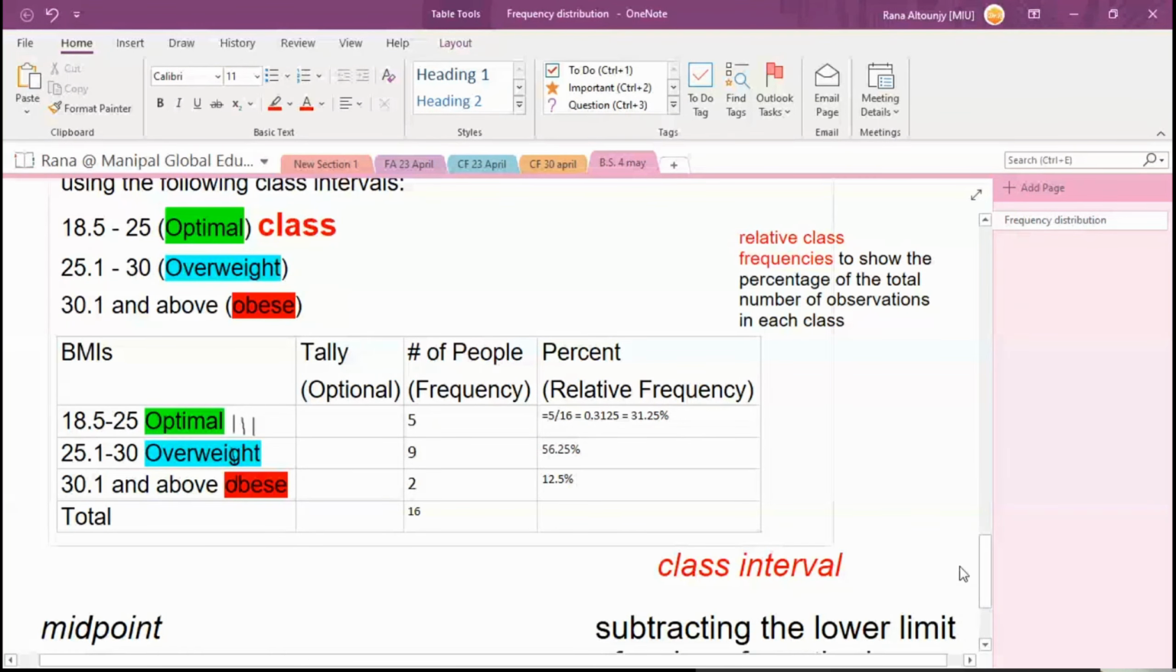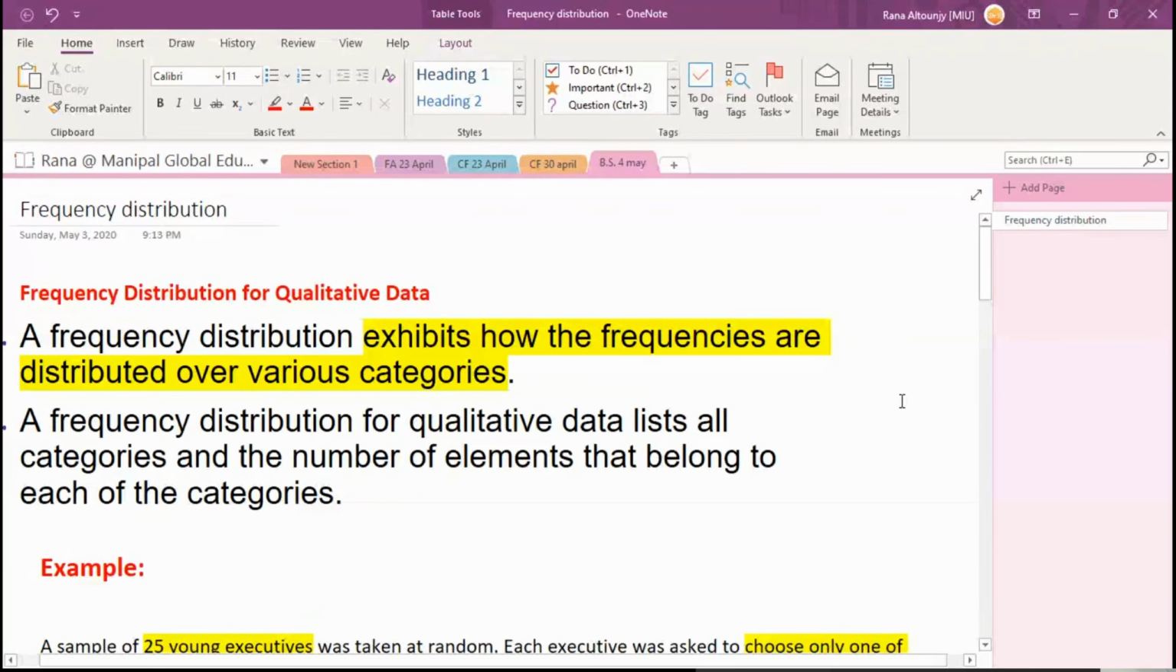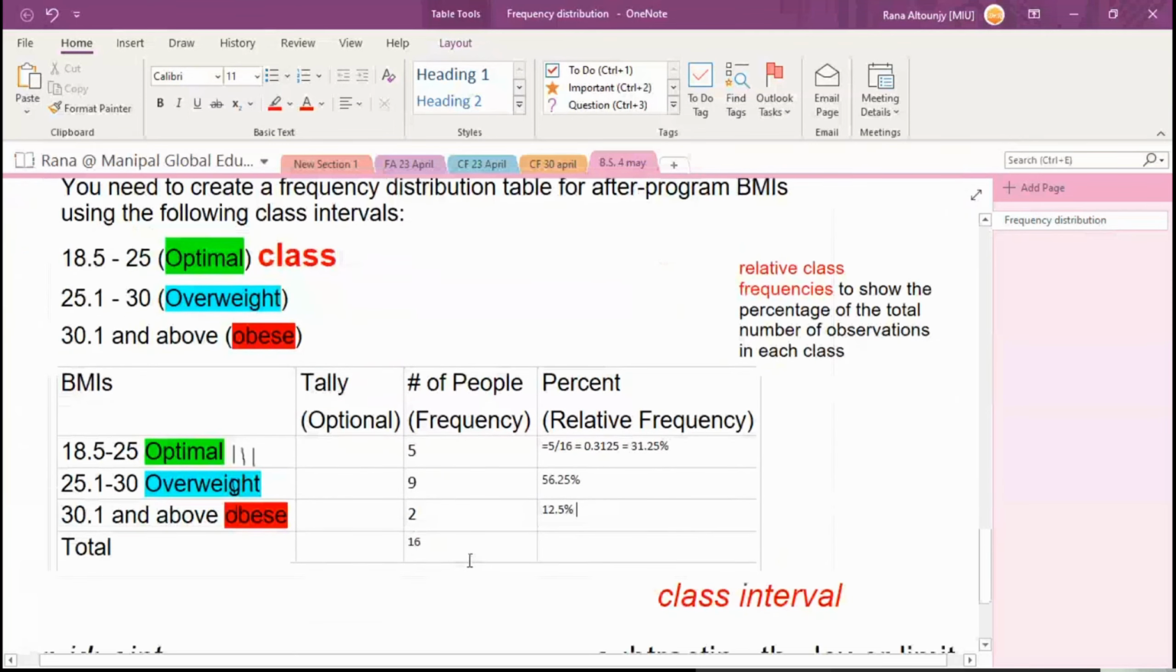So, as we mentioned earlier, these are the frequencies for the qualitative data. We need to categorize, and for quantitative data, how we do the frequencies and how we calculate the relative frequency. Relative frequency, as we mentioned, we divide the frequency of that category on the total. Then we take it as a percentage.